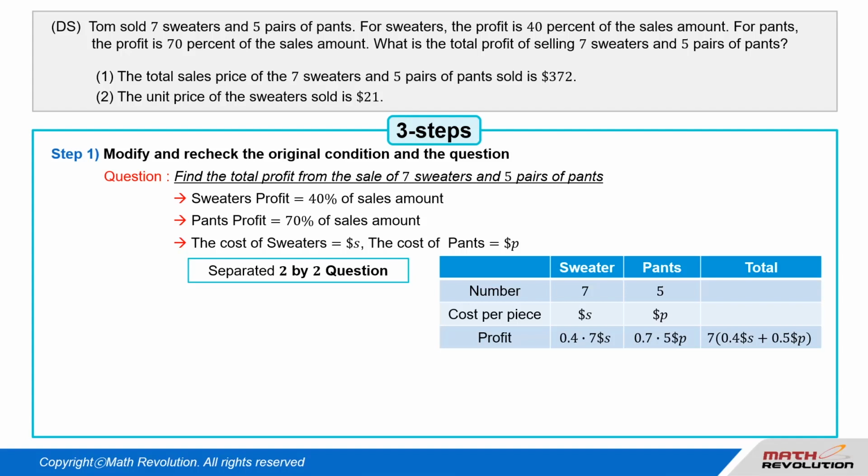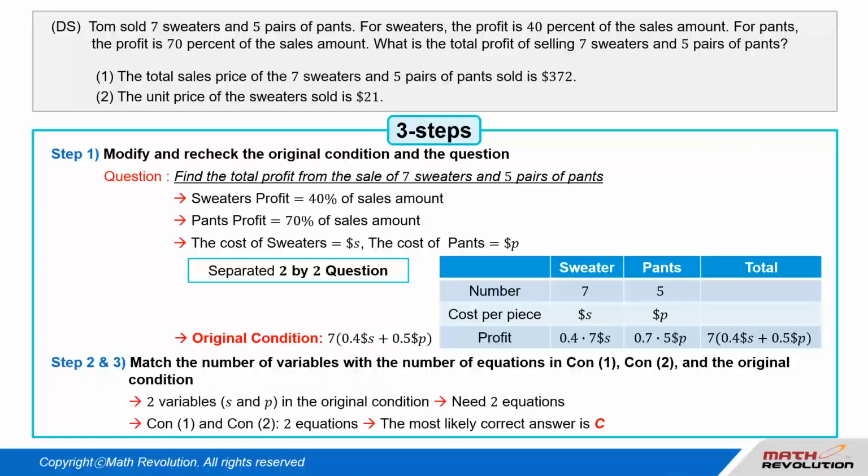Total profit is 7 times the whole of 4 times $S plus 5 times $P. So we have converted the original condition to the equation 7 times the whole of 4 times $S plus 5 times $P. Follow the second and the third steps.